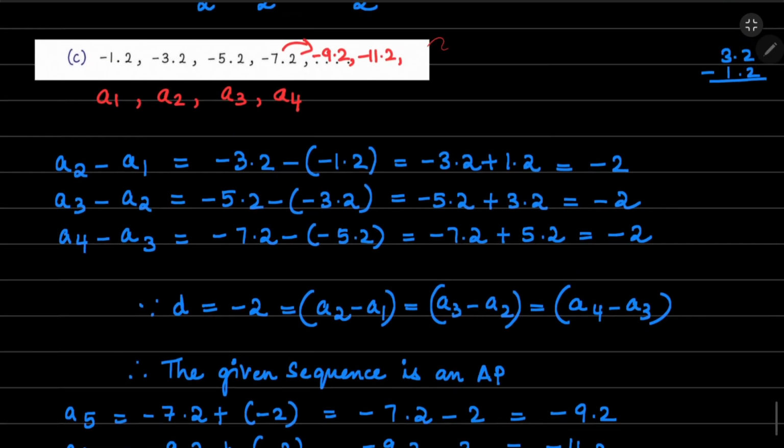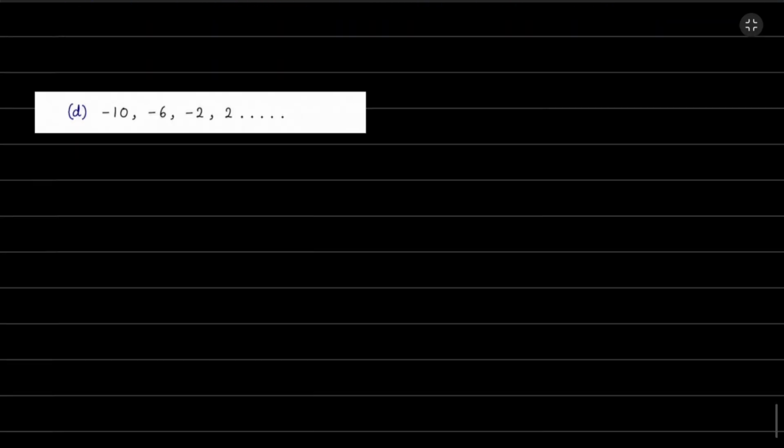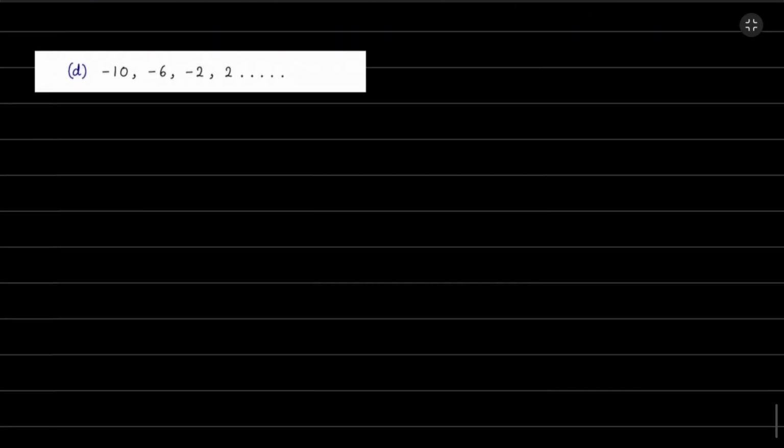Okay, so you have got the 3 more terms, minus 13.2. These are the next 3 terms. Let's move on to the next question. You are given the sequence minus 10, minus 6, minus 2, comma 2. Let's do it the same way.